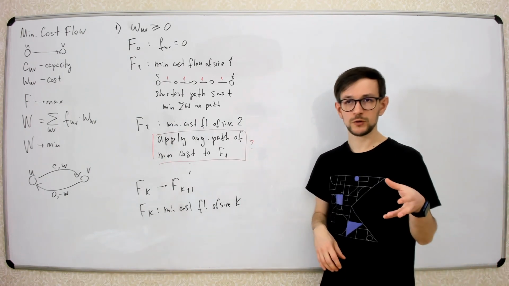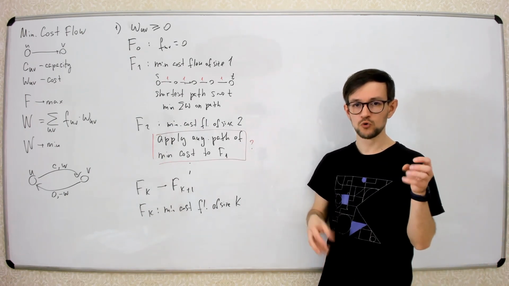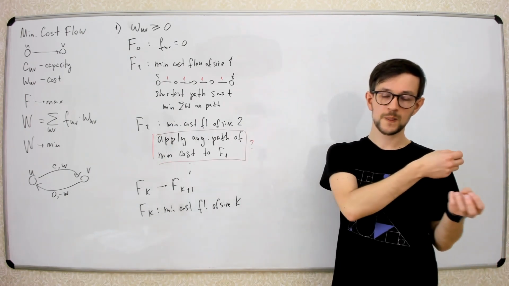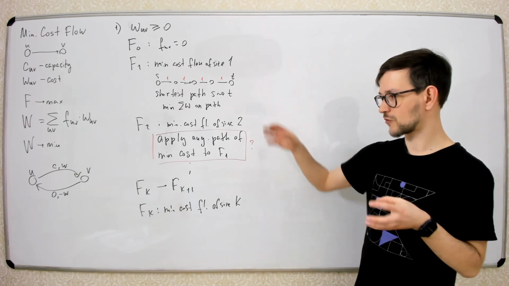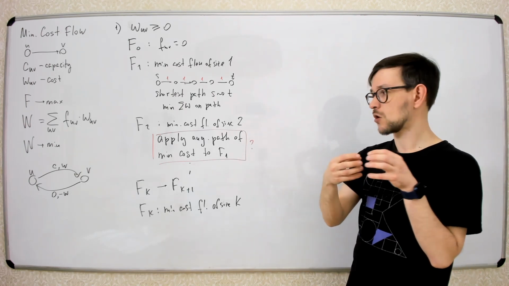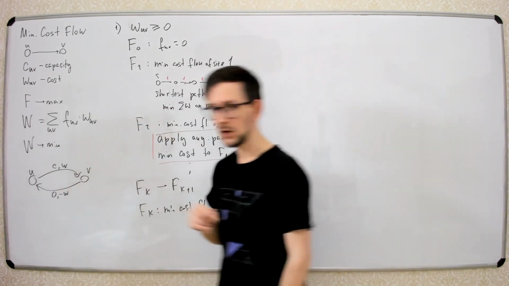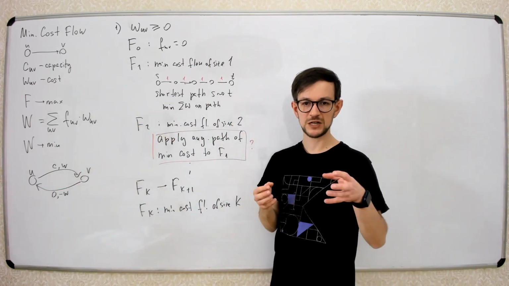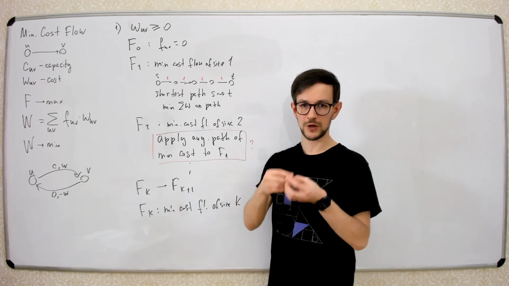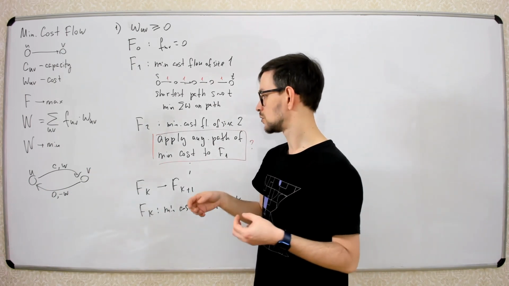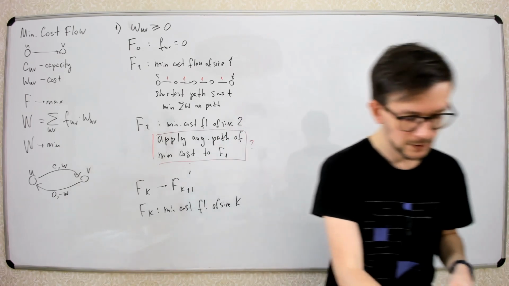Why is it minus W? Because what does it actually mean to push the flow back from the destination to the source of this edge? It means that if you use this edge in your augmenting path, you basically decrease the flow on your normal edge.